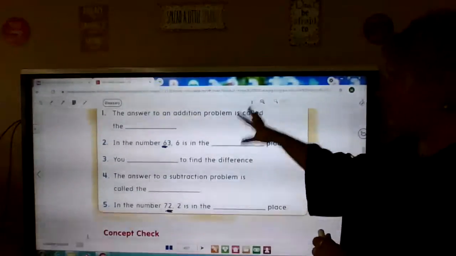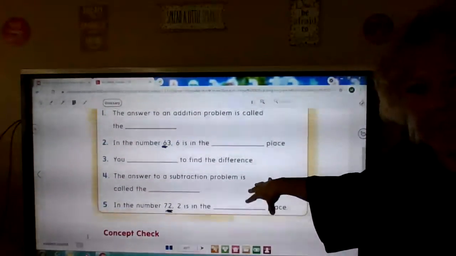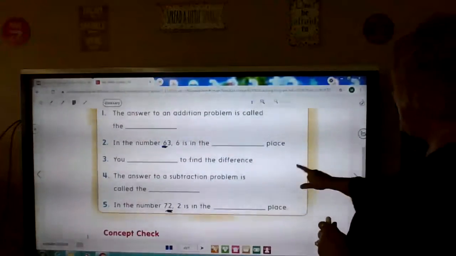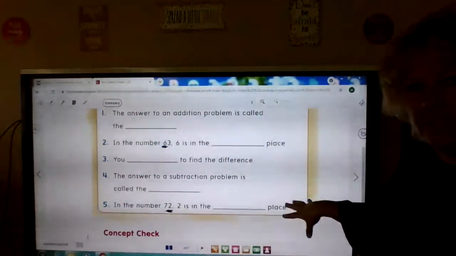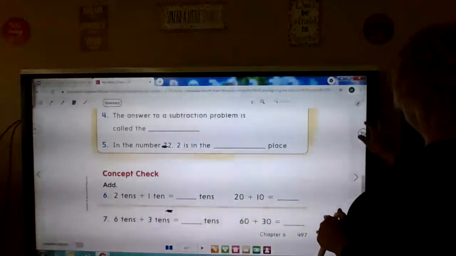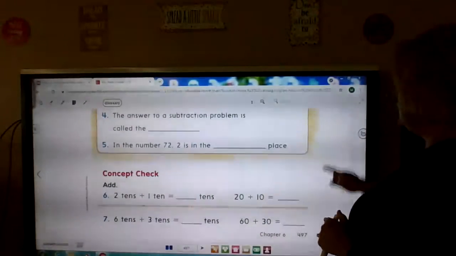Okay, you might need to go back and think about that a little bit later. Do the best you can on that. And then before you send it to your teacher, you might need to go rethink that a little bit. It's a little bit hard. Okay, let's go to the bottom.